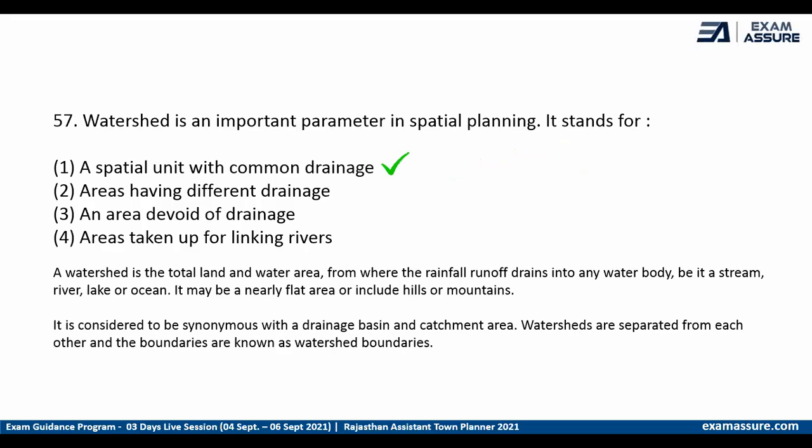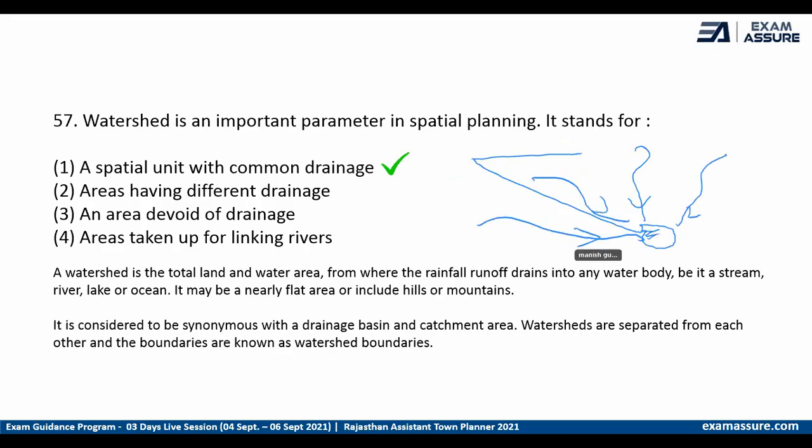Watershed is an important parameter in spatial planning. It stands for, okay, if you are aware of what a watershed actually is, it's a common area where the water gets collected. Even if you just know this basic general meaning, it has to do with rainfall or whatever water is there, which, because of slope or gradients in the land surface, gets collected towards one side, and that's where a watershed or a water catchment or catchment area is developed. So this is what a watershed is.